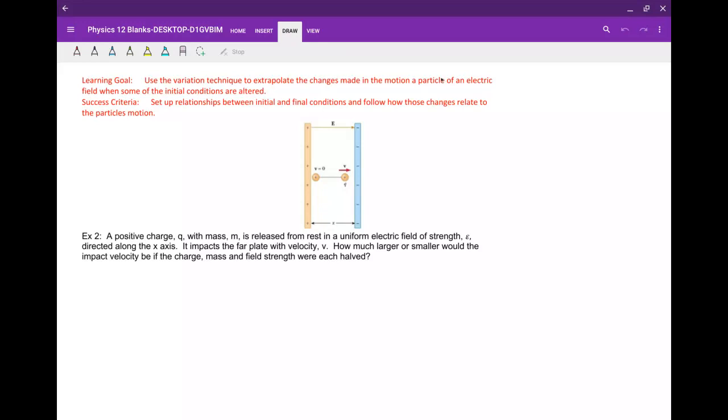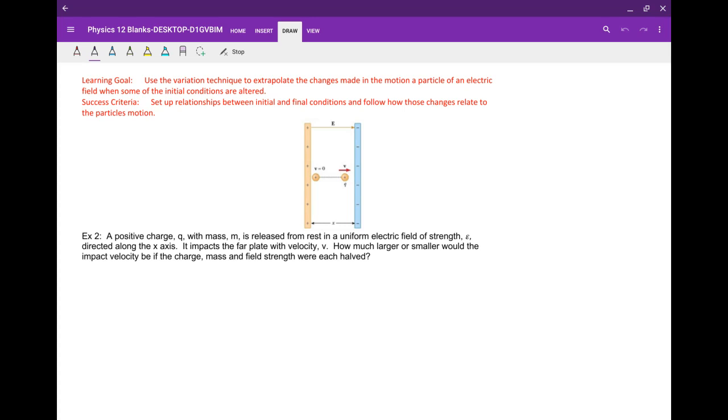So we're going to be looking at one of the last questions in the electric field section on the note guide. Today's learning goal is to use the variation technique. This is a technique we've done a few times to extrapolate the changes made in the motion of a particle in an electric field when some of the initial conditions are altered. Basically, the idea is to set up a ratio or relationships between the initial and final conditions and follow how those changes relate to the particle's final motion.